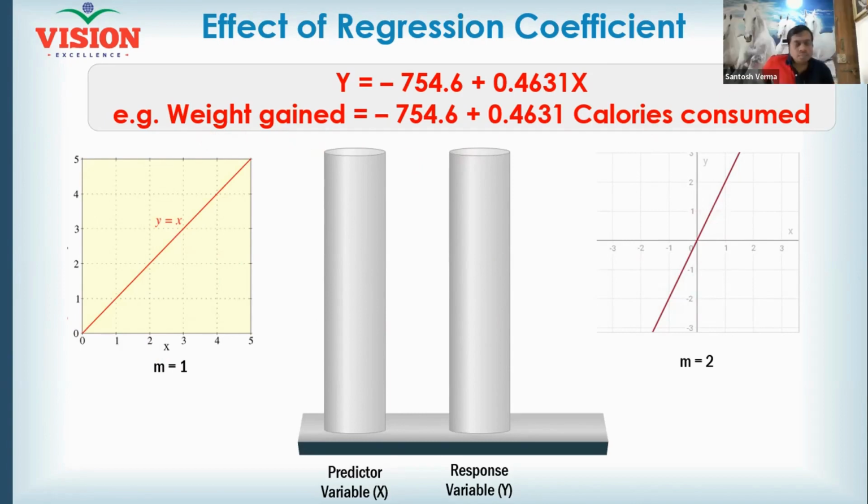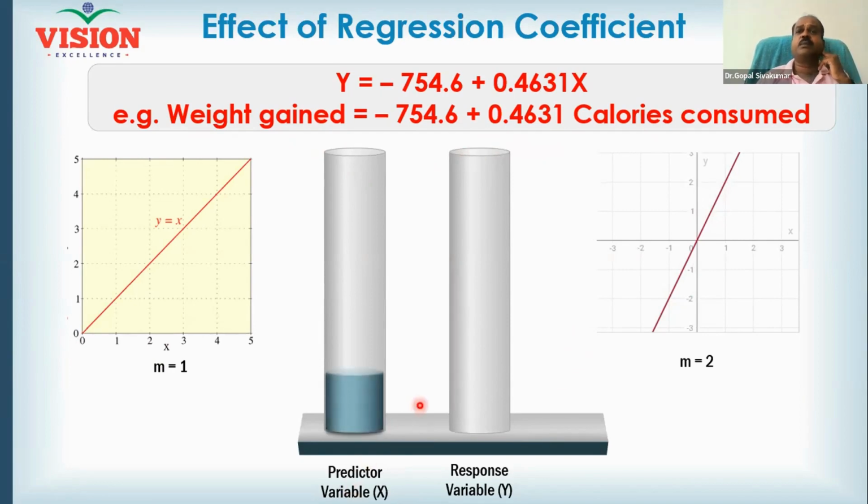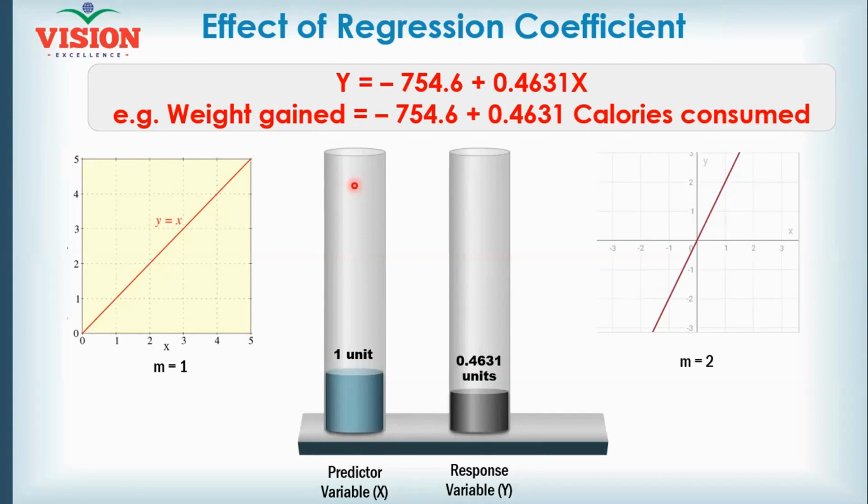And now coming to this equation again, weight gain equal to minus 754.6 plus 0.4631 calories consumed. What is this telling? Predictor variable, x variable. I increase the x variable by 1 unit. Now, how much increase can I expect in the y variable? Forget about the graph. Look at the equation and tell me. When I increase x by 1 unit, 0.4631 increase in the y variable. This is what you can expect. Approximately, y can increase by 0.4631. So this is the meaning of the equation. Hope all of you have understood.